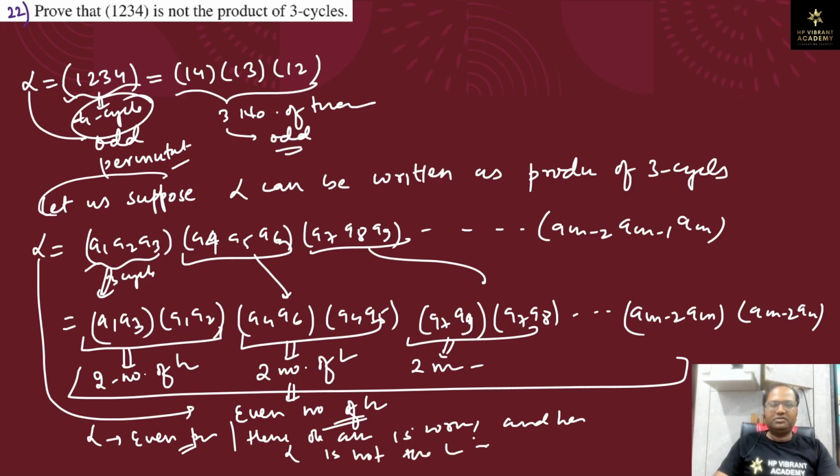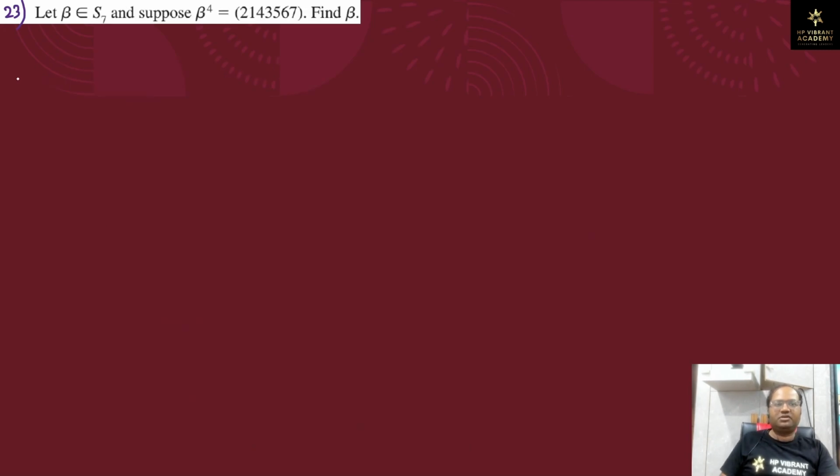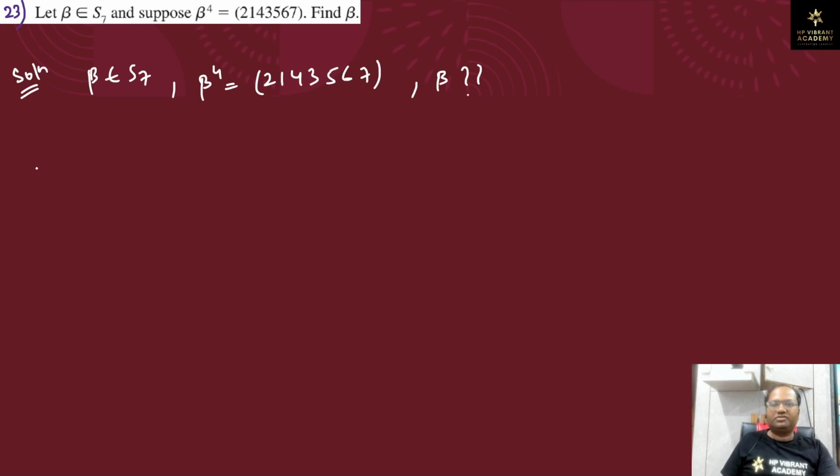Okay, now let us discuss question number 23, how we can solve this. So we have beta belongs to S7, and beta to the power 4 is given as 2 1 4 3 5 6 7, so we have to find beta. Is it understandable? So beta to the power 4 is given as this one, 2 1 4 3 5 6 7.